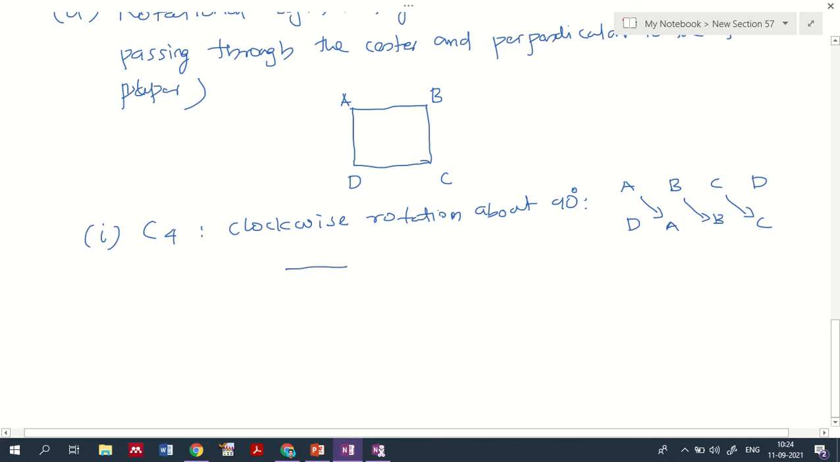So let me just represent the initial square here. This is our initial square, which has A, B, C, D. Under C4 symmetry, we are rotating in the clockwise direction by 90 degrees, so that this becomes the square edge. You notice here it becomes D, A, B, C. So what we have done is a rotation by 90 degrees in the clockwise direction, and the entire position of A, B, C, D changes accordingly. So C4 is a clockwise rotation about 90 degrees.